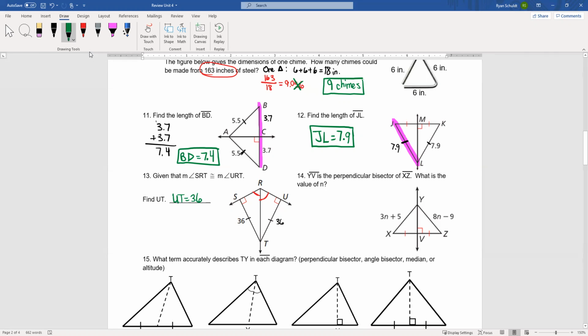Okay, it says YV is a perpendicular bisector of XZ. What's the value of N? And YV is the perpendicular bisector of XZ. That means YX and YZ have to be congruent. So to get N, we need to set them equal. 8n minus 9 equals 3n plus 5.